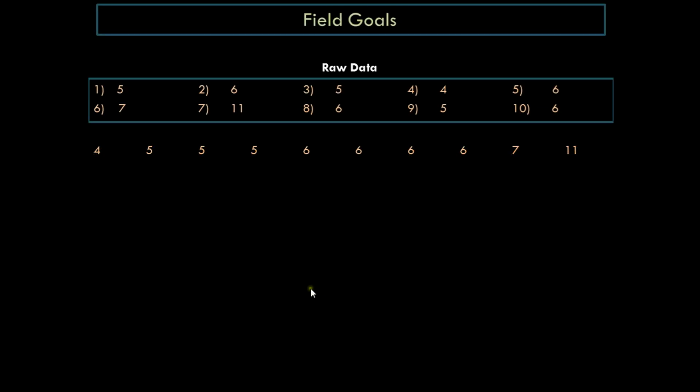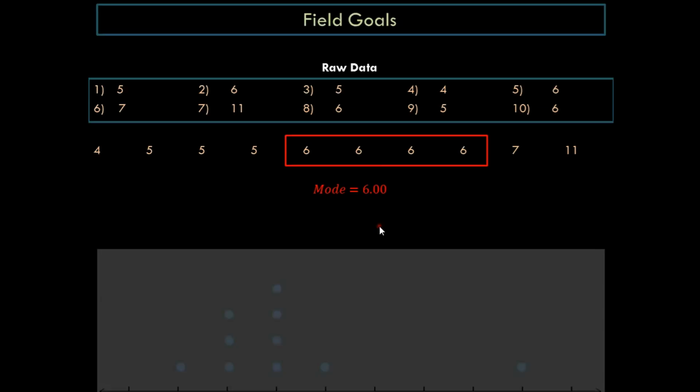The next one is the mode. The mode is the value most observed in our data. Here the value 6 occurred more compared to the others. 5 occurred 3 times, while 6 occurred 4 times. So our mode is 6. So, mean, median, mode.